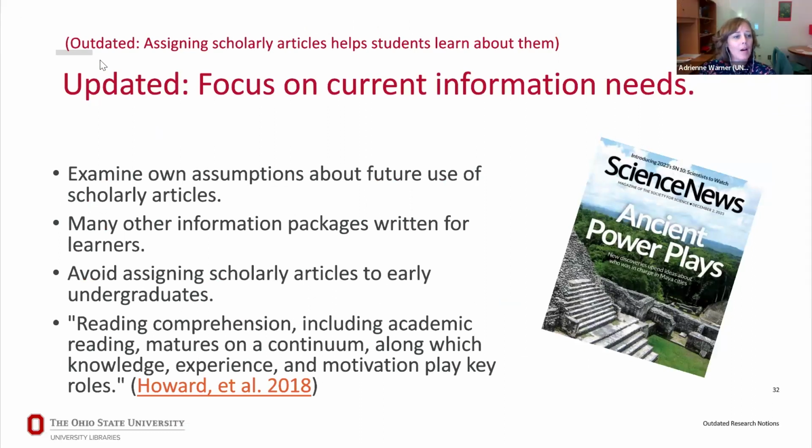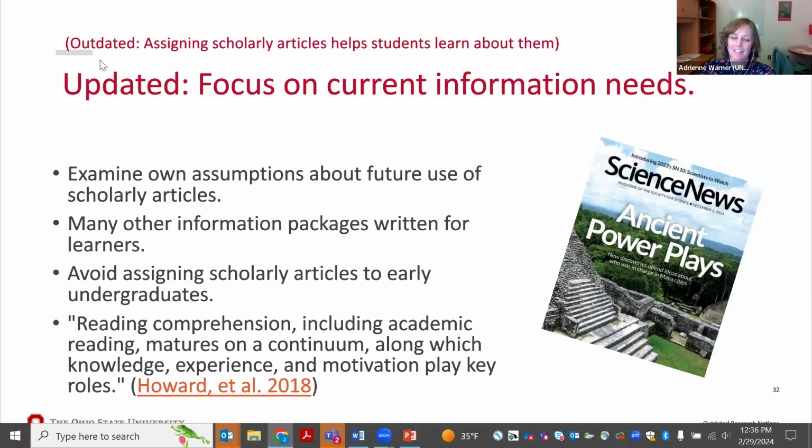Okay, so now we'll talk about updating that outdated notion of assigning scholarly articles. So I'd invite you to consider focusing on current information needs. This is in response to the argument that we need to expose students earlier and earlier on. So the first step I would invite you to do is to just consider, if you are assigning these, get to your why. Maybe you have really good reasons for assigning these when you do, and you're clear on that. But if it's a little vague, or it's like some future use, or you're just wanting to help them, or you're exposing the hidden curriculum, I would invite you to consider if that's really meeting your students' current needs.